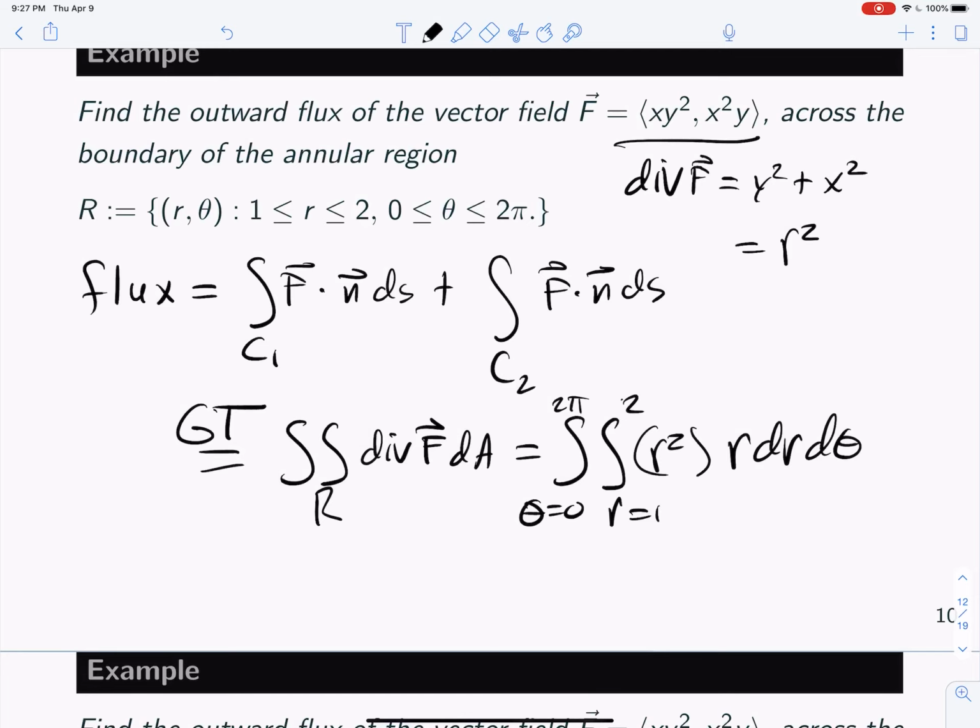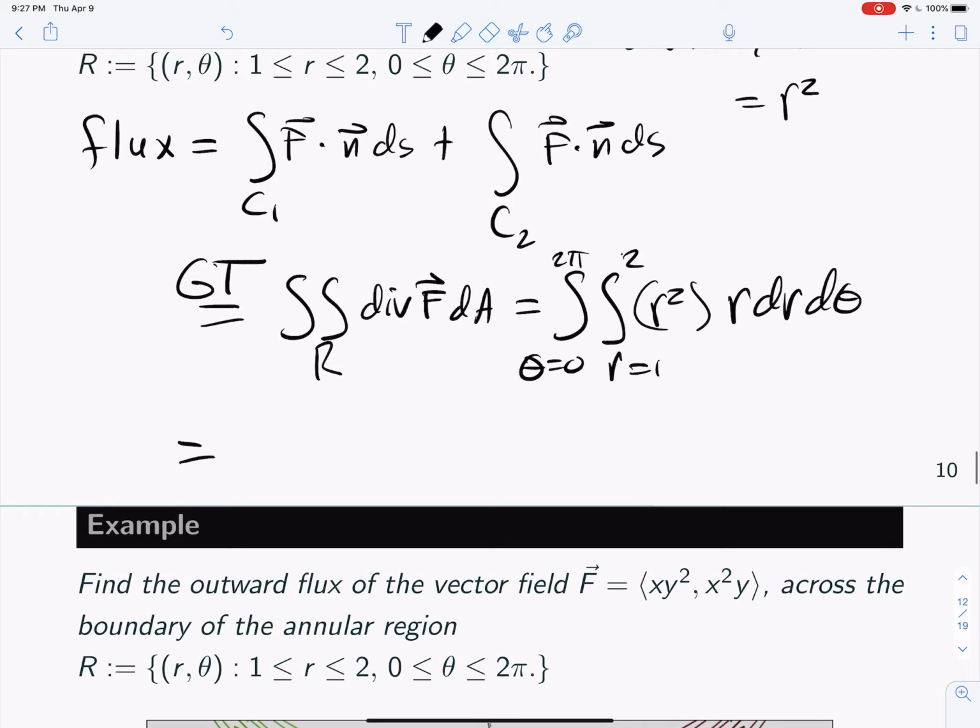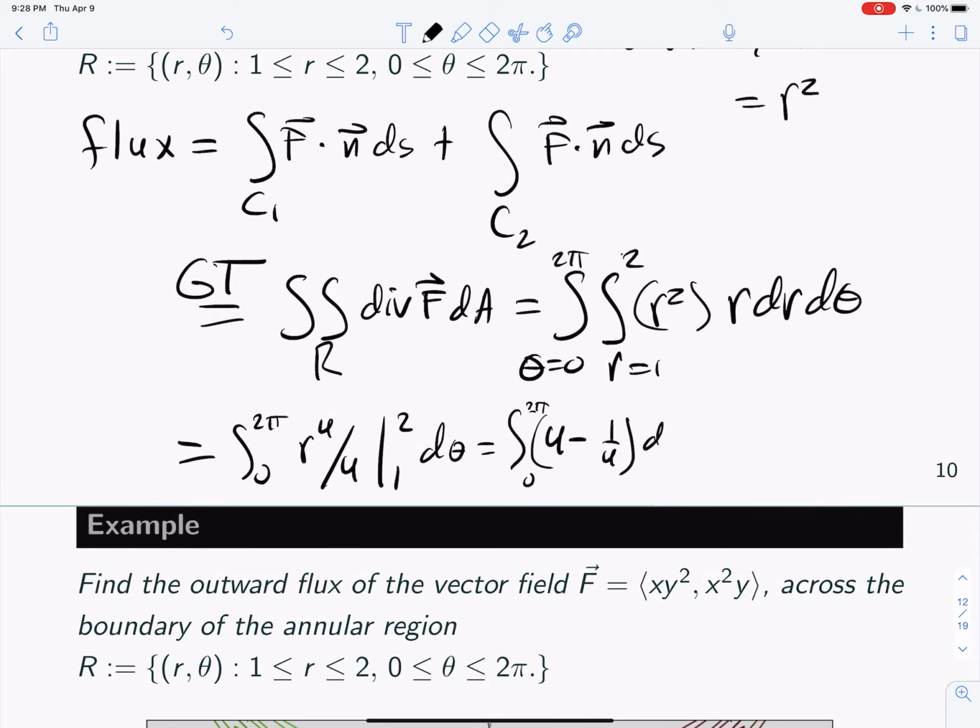And now I can compute that integral. Let's see, we'll integrate the r's. That's r cubed, so I'm going to get r to the 4 over 4, evaluated from 1 to 2, d theta. Plug in 2, 16 over 4 is 4, so I get 4 minus 1/4. And I have to integrate that from 0 to 2 pi d theta. Well, that's just going to give me 15/4 theta from 0 to 2 pi. And that's going to give me 15 pi over 2 as the final answer.